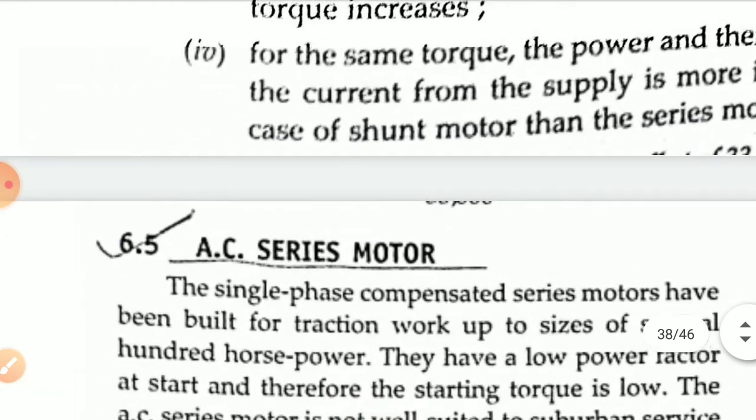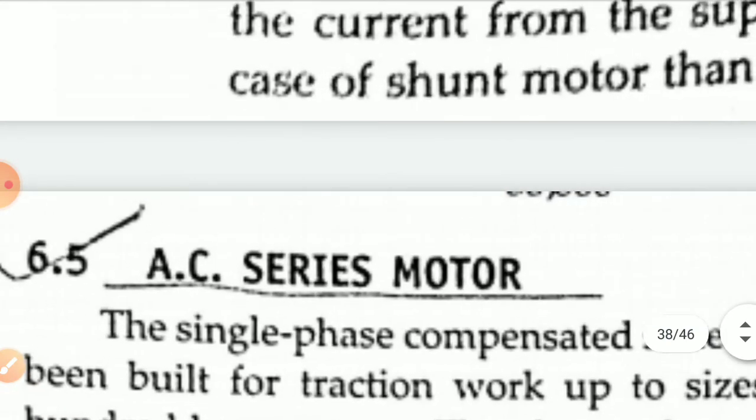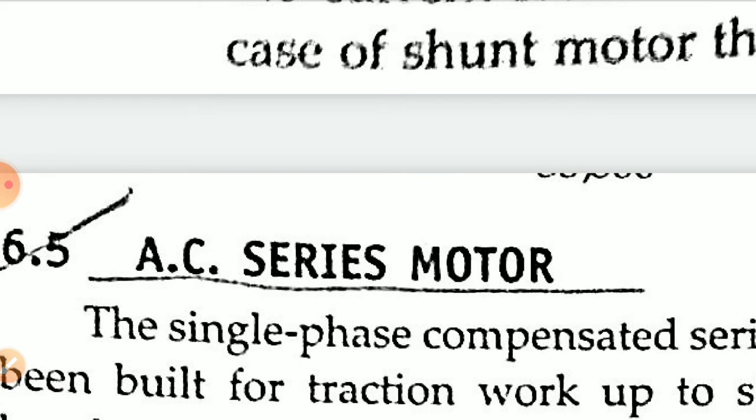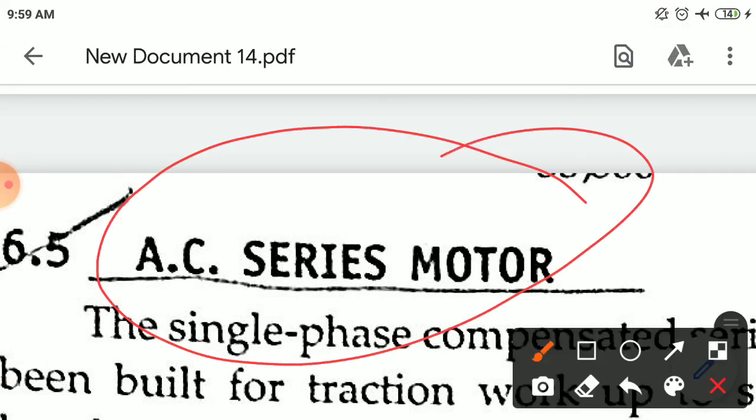You already discussed how these AC series motors operate in your previous semesters. Still, single phase compensated series motors have been built for traction work, up to sizes of several hundreds of horsepower. They have a low power factor at the starting, therefore the starting torque is also low.